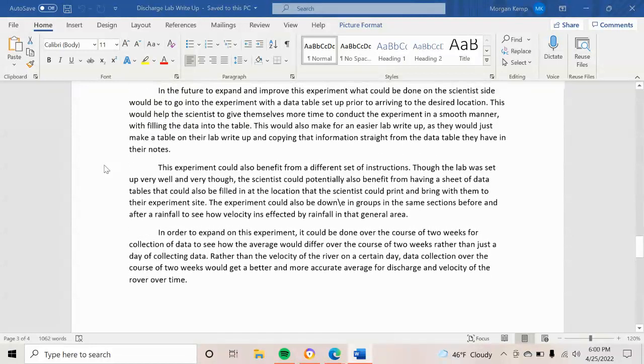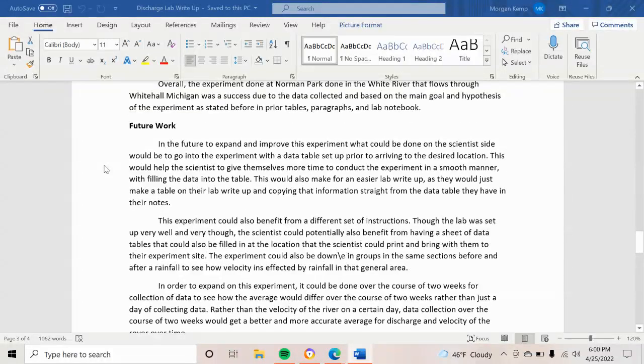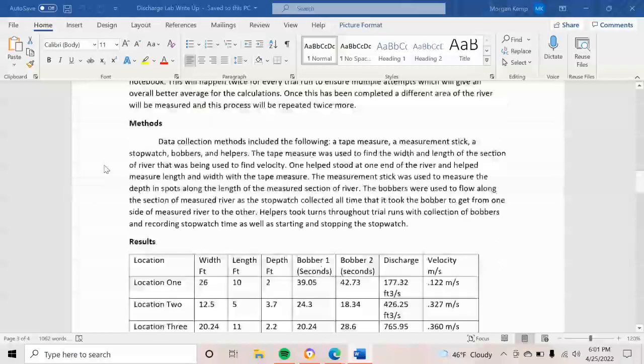But overall, I think that this experiment was a really, really fun way to look at velocity and discharge of water. I thought it was very, very fun, and I would do it again.